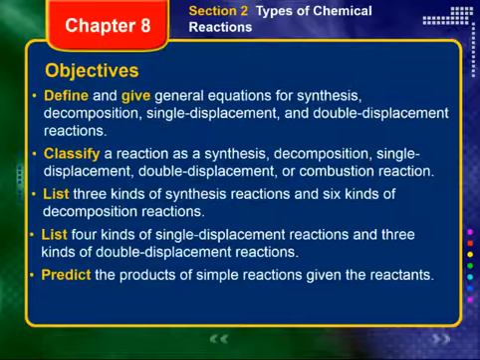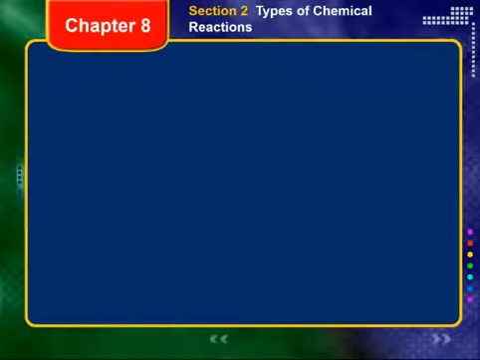Then list 4 kinds of single displacement reactions and 3 kinds of double displacement reactions. Same idea there. Focus on the general equation for each of those types of reactions, and then the examples, the 4 examples and the 3 examples, they'll come nice and easy. And lastly, predict the products of a simple reaction given the reactants. All right, let's get started.